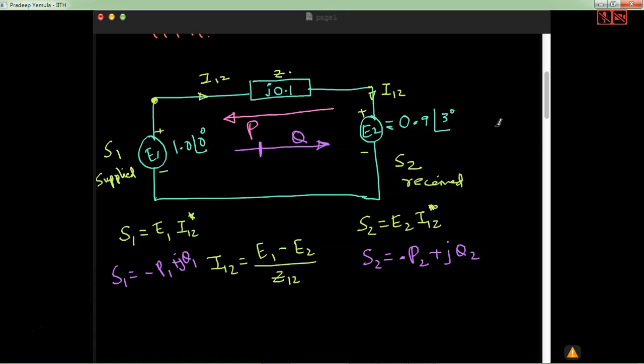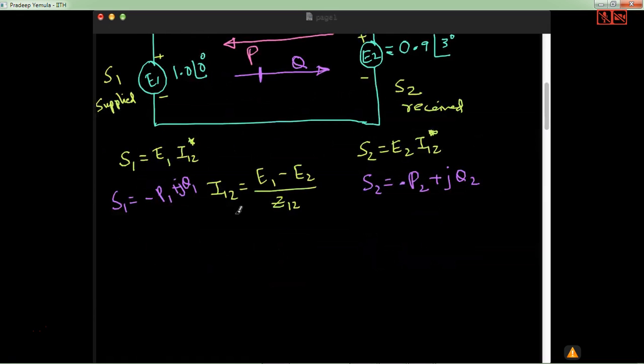So let me also write down the losses. All these things I already told last class; we are just repeating it. Losses is nothing but I12 Z12 I12 conjugate. Like this you can calculate the losses. Or simply you can do the magnitude of I12 squared into Z12. All these are complex numbers, so we are doing everything in complex numbers.